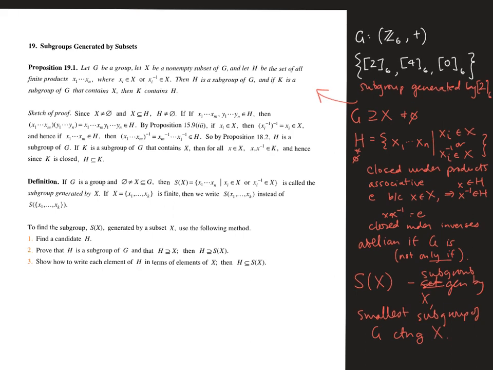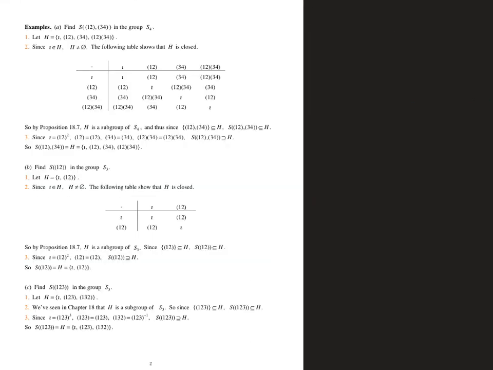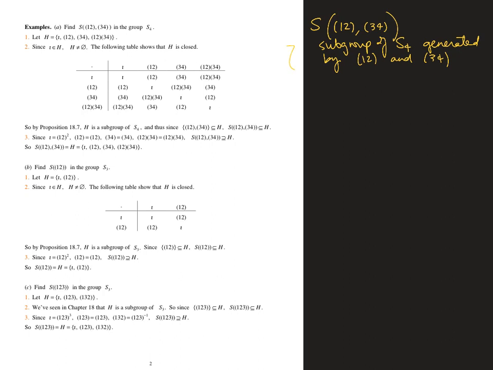Okay, we're going to look at least one of these examples here. We're going to look at the example where we find the subgroup generated by 2 transpositions, or 2 cycles, in the group S4. Now, we are going to look for a candidate for this thing, and then we're going to make sure that it is actually a subgroup by checking its multiplication table. So that's what's going on in number 2 here.